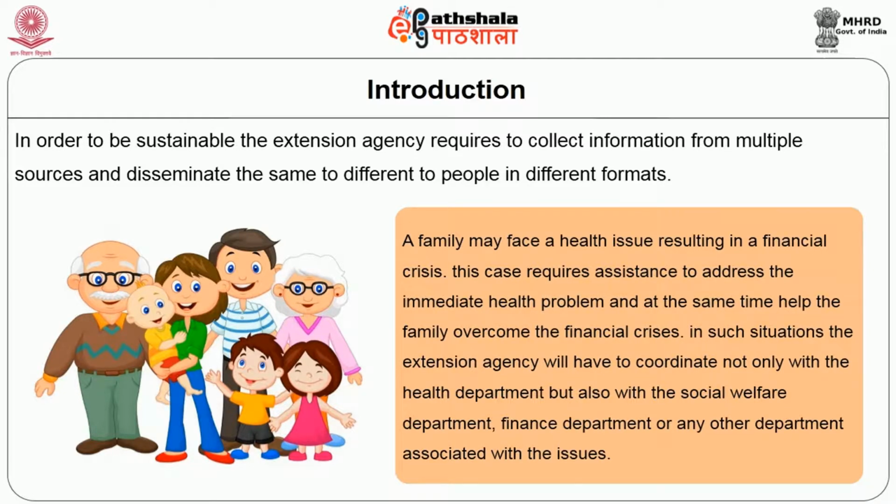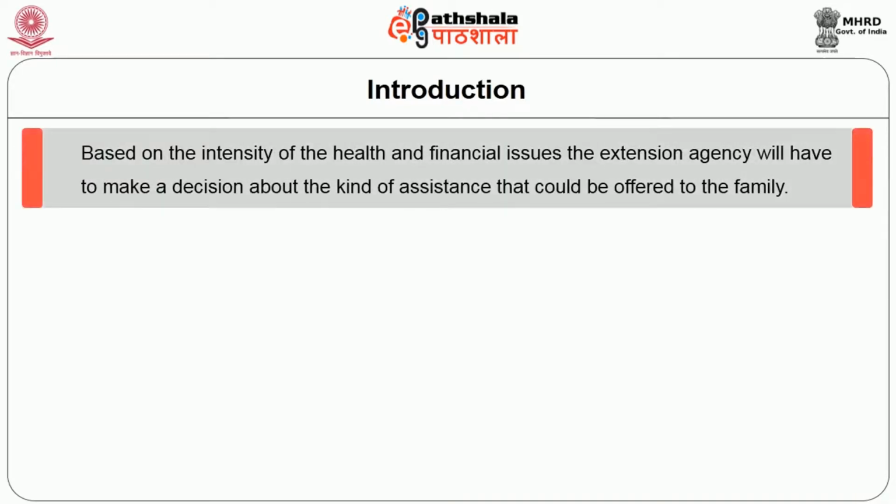In such situations, the agency will have to coordinate with the health department. The agency will have to coordinate with the social welfare department. The agency will have to coordinate with financial departments. So you see, one single problem of a health crisis of the breadwinner in the family is bringing about a need for the extension agency to link up with numerous agencies. And when we are working with different agencies, based on the intensity of the problem that is faced by the family in the community, the extension agency will have to develop its plan of action.